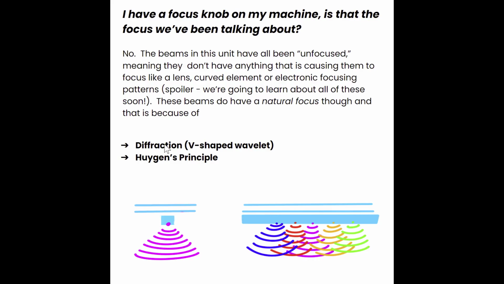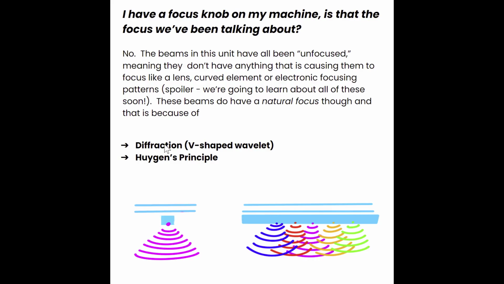The beams that we've been talking about in this unit so far, we consider to be unfocused, meaning they don't have anything that's going to cause them to focus, like a lens or curved elements or electronic focusing. And I'm sure you're not surprised by any of this. We're going to learn about those very soon. But what we are talking about with these beams is that they do have a natural focus. And that's because of two things. First, we're creating diffracted wavelets from the transducer, and then Huygens principle is at play as well.